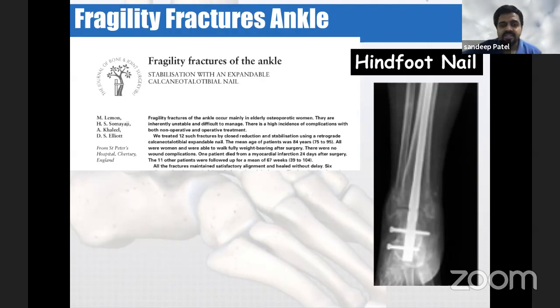But this is much more popular in the UK and the European side, wherein they have 85 to 90 year old elderly patients with an ankle fracture. So instead of how we do a PF, they just go in and put in a nail in 15 minutes. They just violate the ankle joint and put in a hindfoot nail.